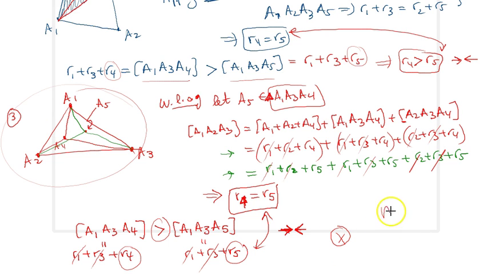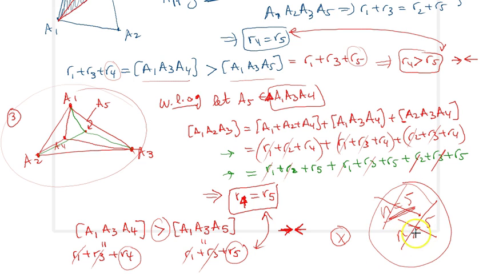Therefore, the case n is equal to 5 wouldn't hold, and as such anything greater than 5 is automatically disqualified as well, because they have a subset with 5 points, which is already disqualified.